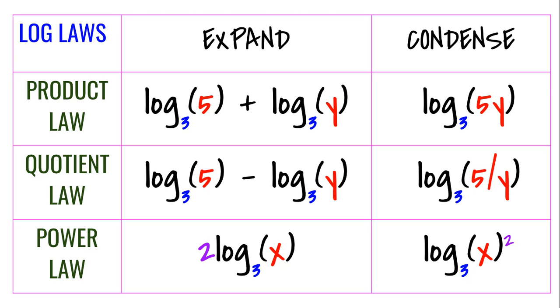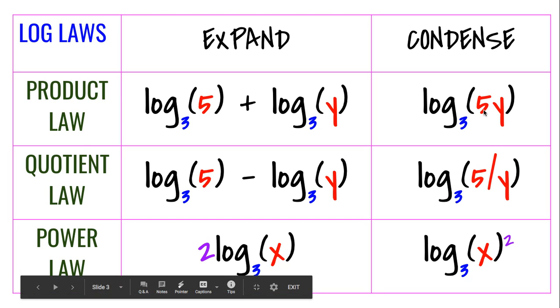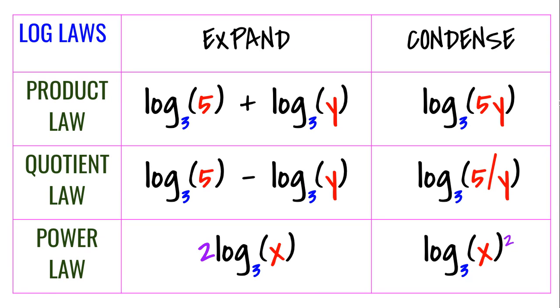For product, quotient, and power law, we know how to recognize which one we are going to use. For product, we see that there's multiplication in the parentheses. For quotient, there's division. For power law, we have an exponent on top of our argument here, the x. And we know how to expand these. For product law, we're popping it out with addition. For quotient law, we're using subtraction. For power law, we're bringing that exponent down in front.